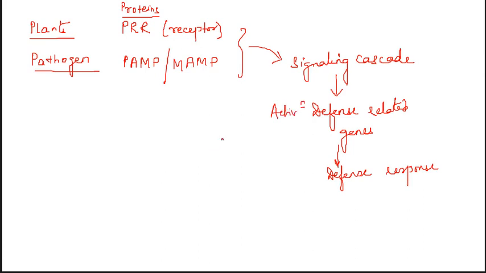Now, this is a kind of immunity which the plant shows. This type of immunity is known as pathogen triggered immunity, because the pathogen is directly binding to the receptor of the plants. So this is known as pathogen triggered immunity.